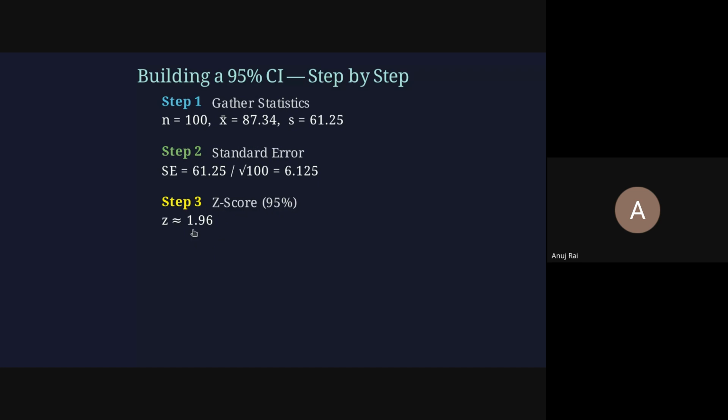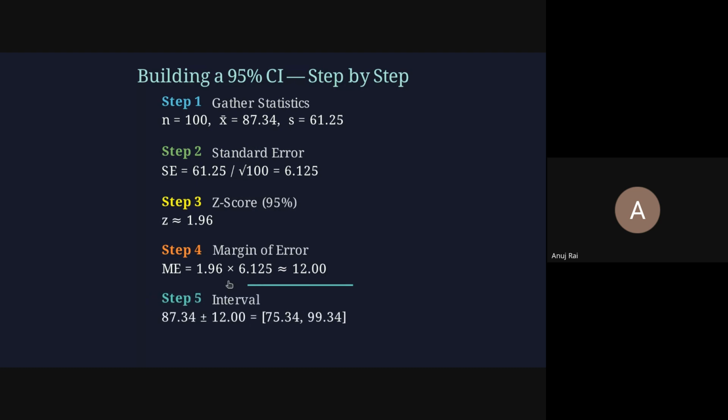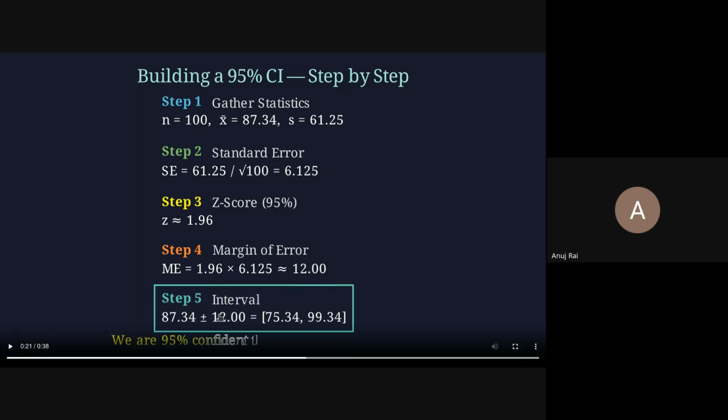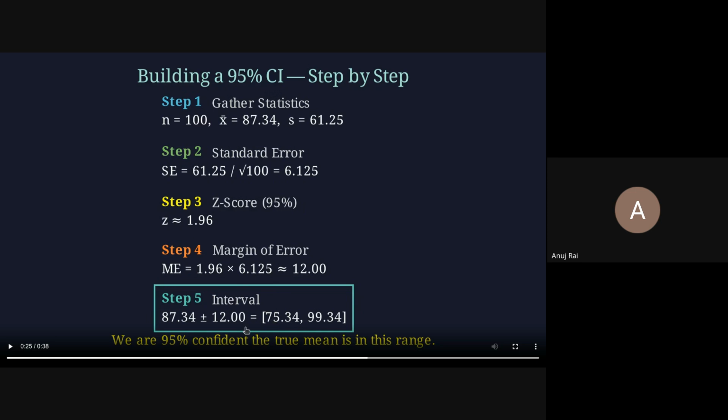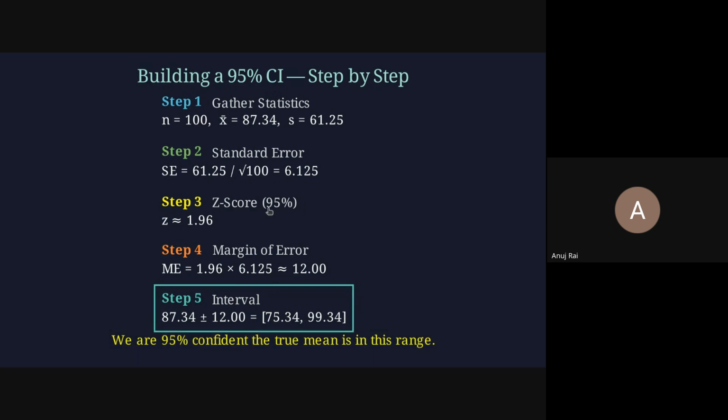You get that, and then you take the sample average plus minus the standard error times the Z score. So that you calculate the margin of error, then you add and subtract the margin of error, and then you get the range for the 95% confidence.